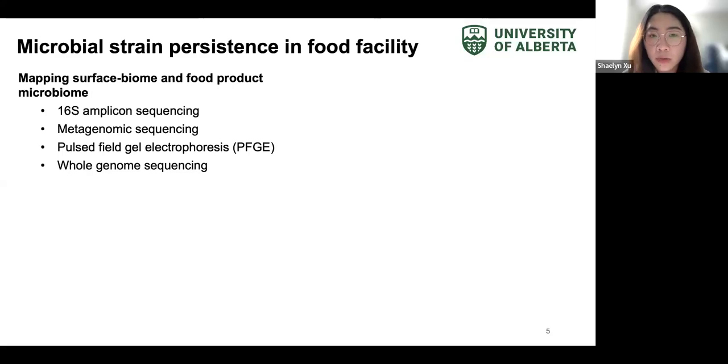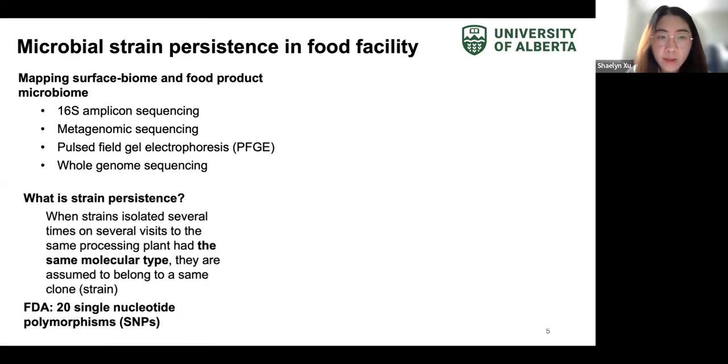However, as next generation sequencing becomes more affordable, whole genome sequencing is now becoming the new standard to subtype food pathogens, for example, Listeria monocytogenes and E. coli O157. If we want to know whether those isolates are the same strains, typically we will use single nucleotide polymorphisms, which are genetic variants in the DNA sequence, to predict whether they are the same strain or not.